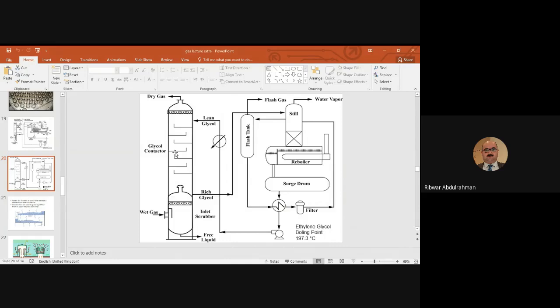There are two main types of absorber tower, as you know, and I'm sure you already studied that before. For example, we have packed columns and tray columns. Here we use a tray column, okay? So the wet gas will be processed here from this point, and go through this column and through these trays.